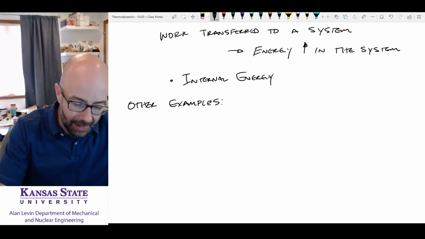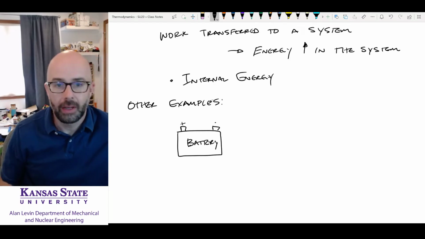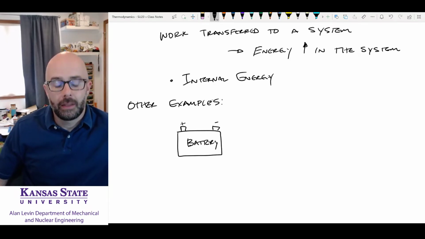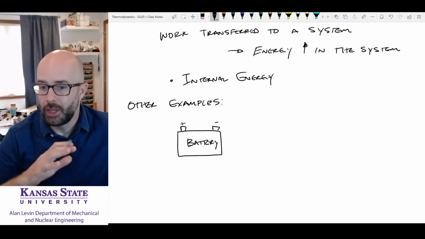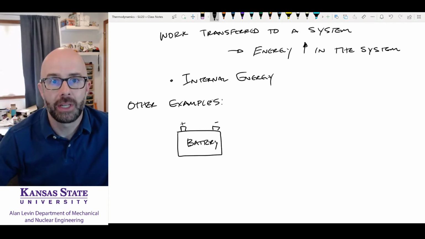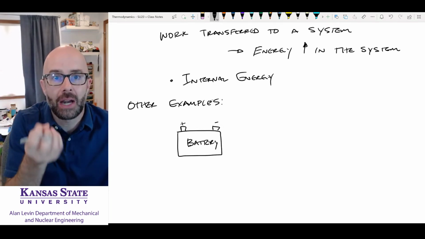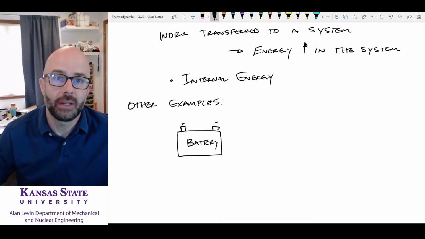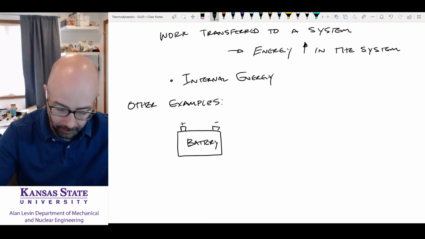If I have a battery, here's my crude battery, and I have a positive and a negative lead on this battery. When we charge this battery, that is not changing kinetic energy. It's not moving around. It's not changing height, not changing potential energy. But we can add charge to it, increase the energy of that battery, recharge it so that we can use it. We're increasing the internal energy of that battery.